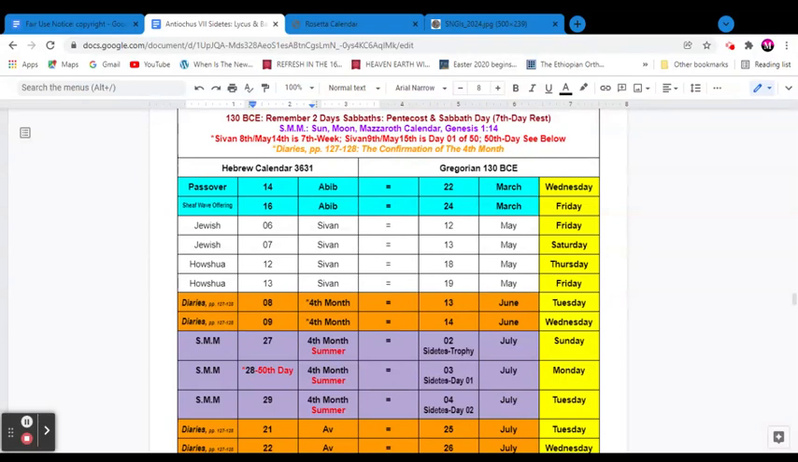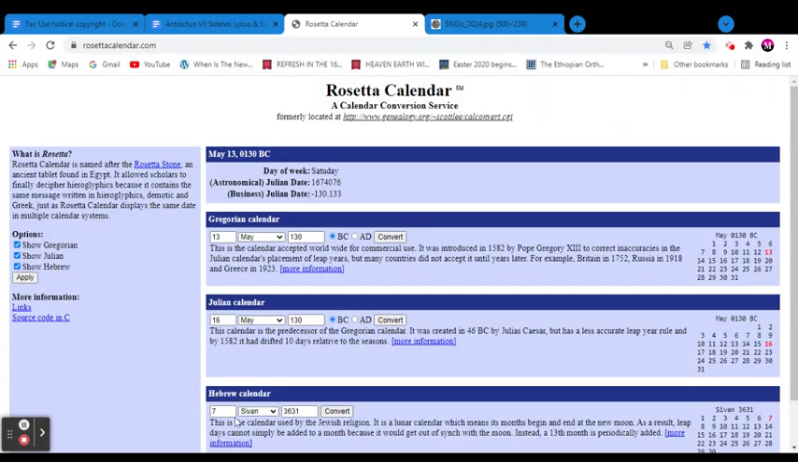Now we will look at Brother YAHUAH, the same thing. His Pentecost usually falls on Sivan the 12th. So when we go in and plug it on the Rosetta Calendar, change this day to the 12th, it would fall on the heathen day known as Thursday in the Gregorian calendar in the month of May on the 18th day in 130 BC.